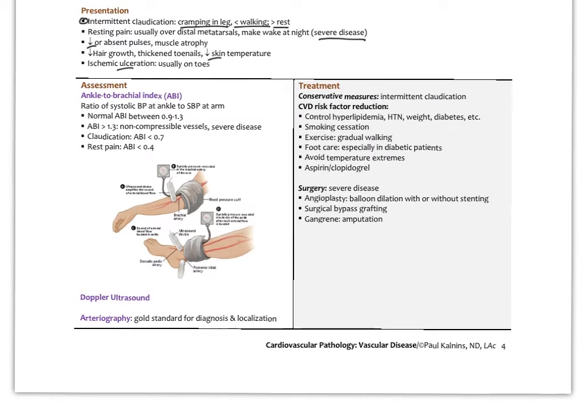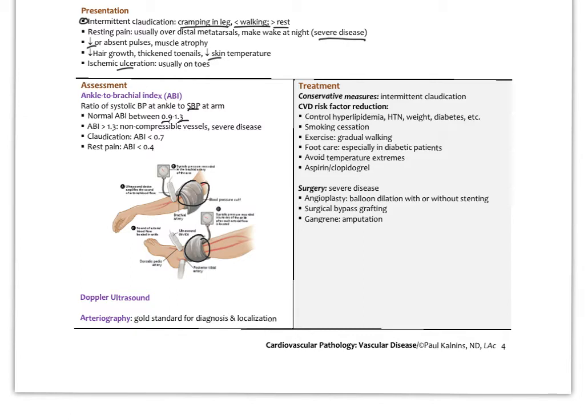The assessment would include things like the ankle-brachial index, and that's measuring the blood pressures at the brachial artery and at the ankle, and then comparing their ratio, the ratio of the systolic blood pressures at either site. So a normal ABI would actually be 0.9 to 1.3. If it's above 1.3, as I discussed a couple slides ago, this indicates the vessels are non-compressible, they're very atherosclerotic, calcified, and that's very severe disease.